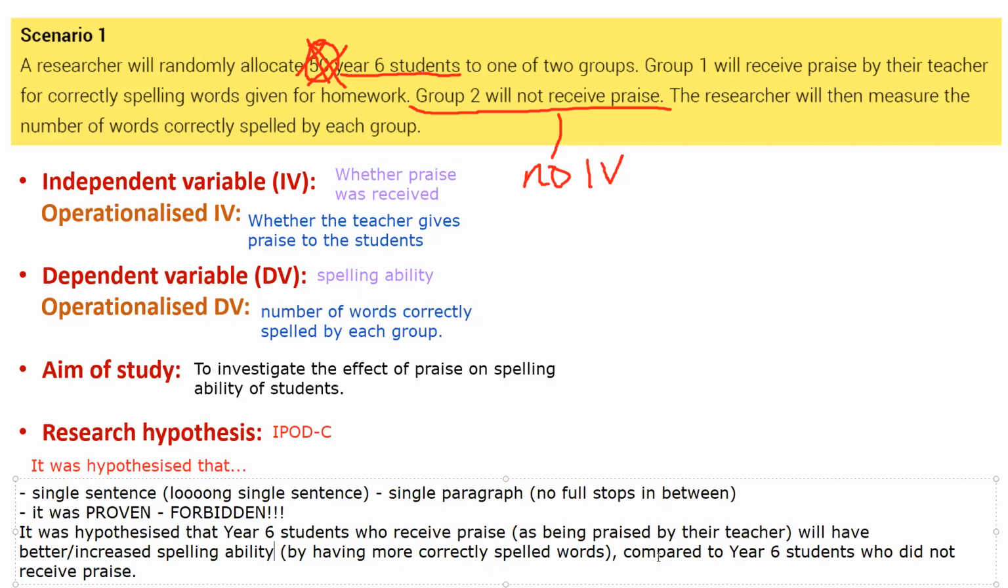So by having more correctly spelled words, compared to year 6 students who did not, means that they're the control group. So I've mentioned everything in my PICRAT, and that would get me the full 3 marks there. And a lot of you who sent me answers in the chat box would get the 3 marks as well. A question in the conclusion when you mentioned that the results have proven, no. So don't use the word proven at all, just remove it from your memory, okay? Don't use the word proven at all with research methods because nothing is proven.